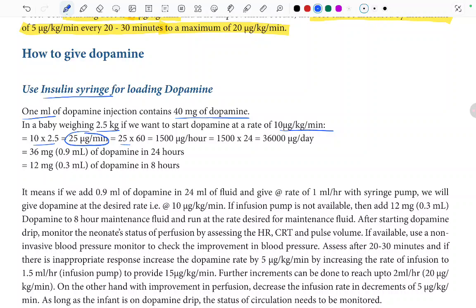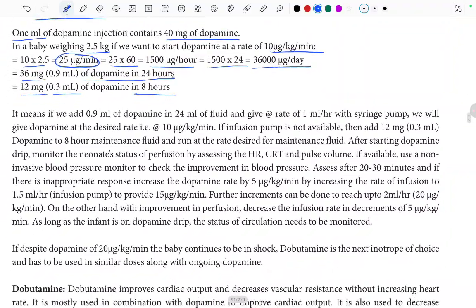We multiply by 60 for 1 hour, so 1500 microgram per hour. Now we multiply by 24 for the whole day, so this comes out to be 36,000 microgram per day. That is 36 mg of dopamine in 24 hours. Because 1 ml contains 40 mg, 36 mg will be contained in 0.9 ml. For 8 hourly, we divide by 3: 12 mg, 0.3 ml of dopamine in 8 hours. This is how we are going to start the dopamine infusion.